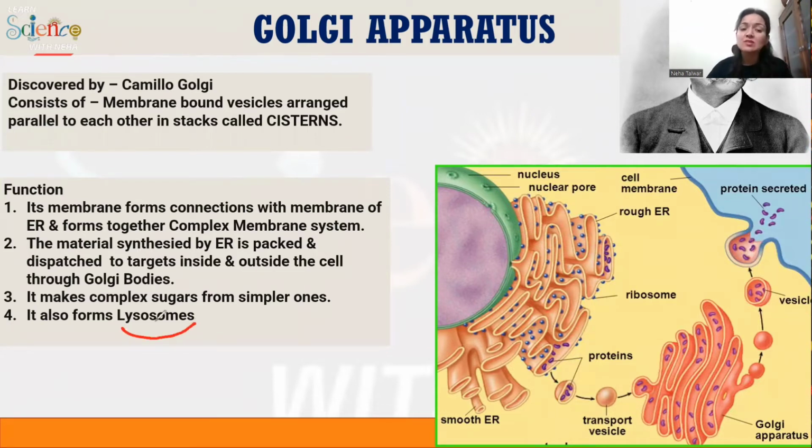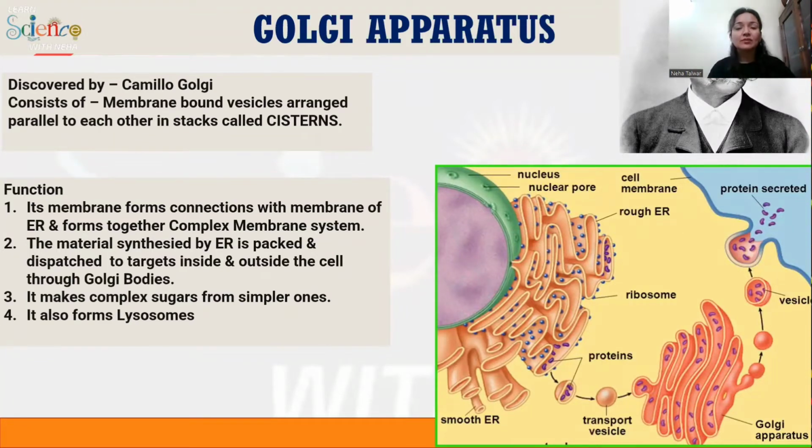Along with it, it makes complex sugars out of simple ones. You might have heard that in our body complex sugars are broken down into simple ones, like starch is broken down into glucose. But here it is the opposite. It forms complex sugar. The extra sugar in our body is stored in the form of glycogen, and that is made by Golgi bodies. Golgi bodies form a connection with the endoplasmic reticulum, so that's how the transportation can occur.